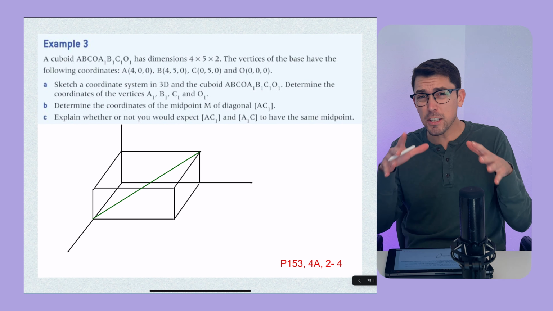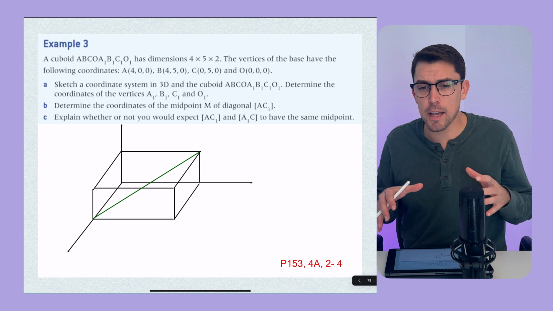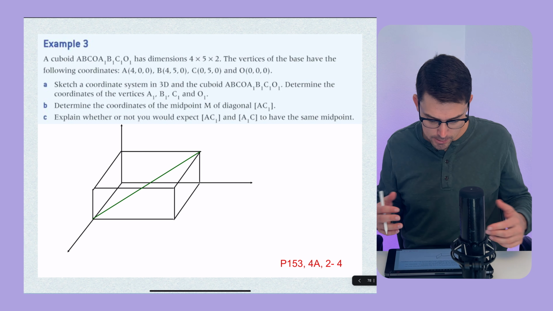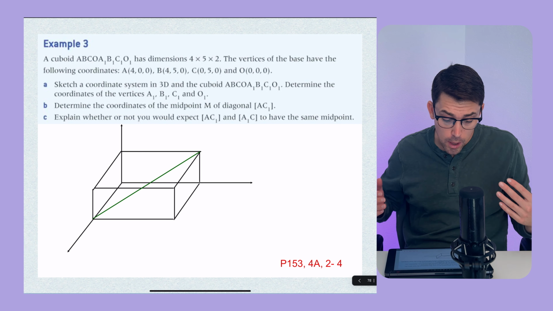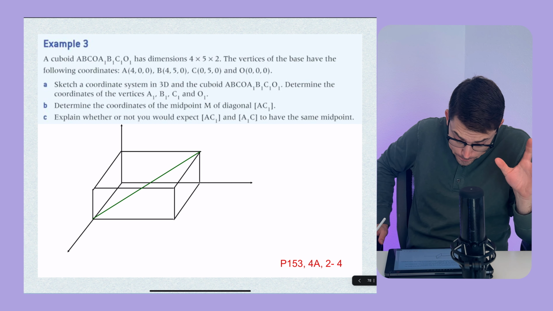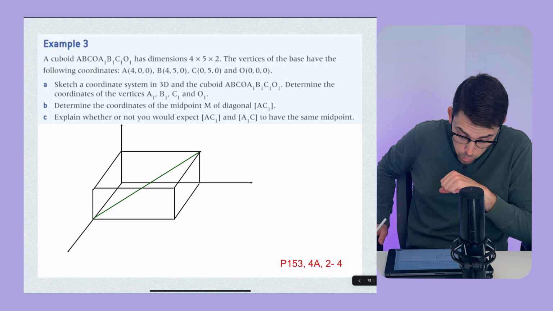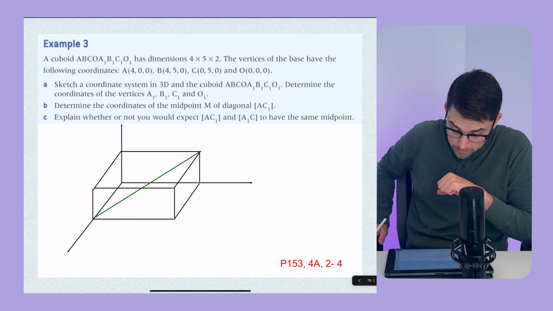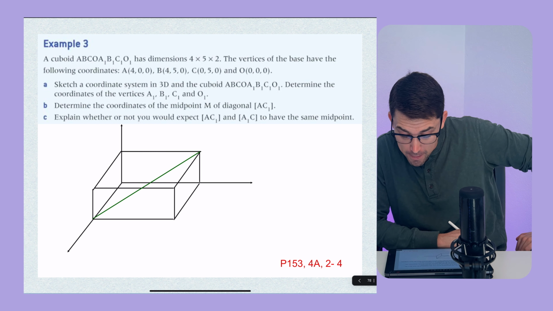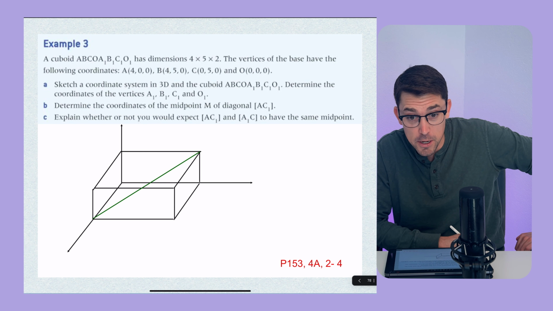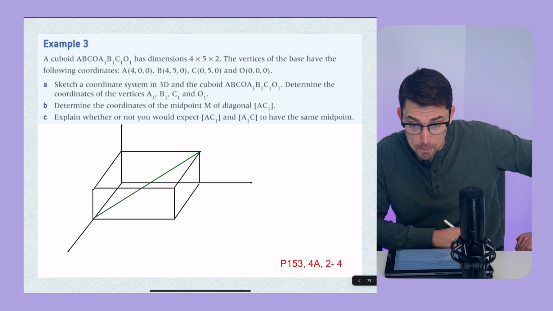So now let's take a look at an example problem and see what exactly this looks like when a question asks us to represent something in 3-dimensional space. All right, so in this example, we have a cube or a cuboid. Kind of looks like a cardboard box. And you're going to see a lot of different labels there: A, B, C, O, A1, B1, C1, O1. It's going to have dimensions 4 by 5 by 2. We have the vertices at the following coordinates: 4, 0, 0; 4, 5, 0; 0, 5, 0; and 0, 0, 0.